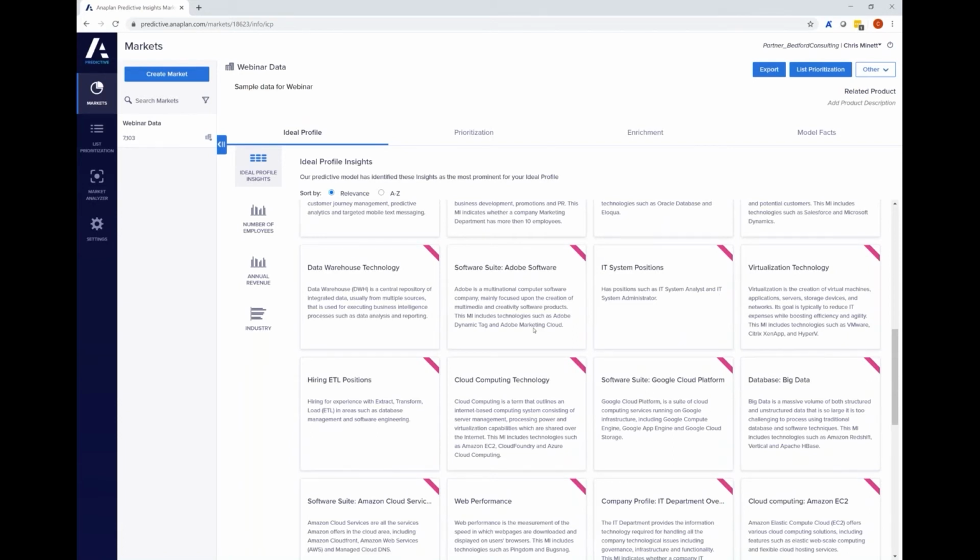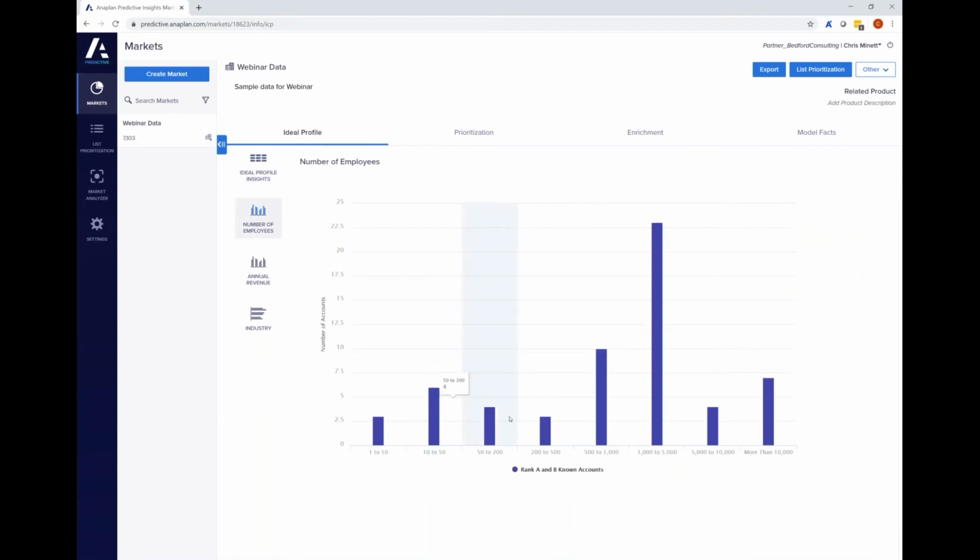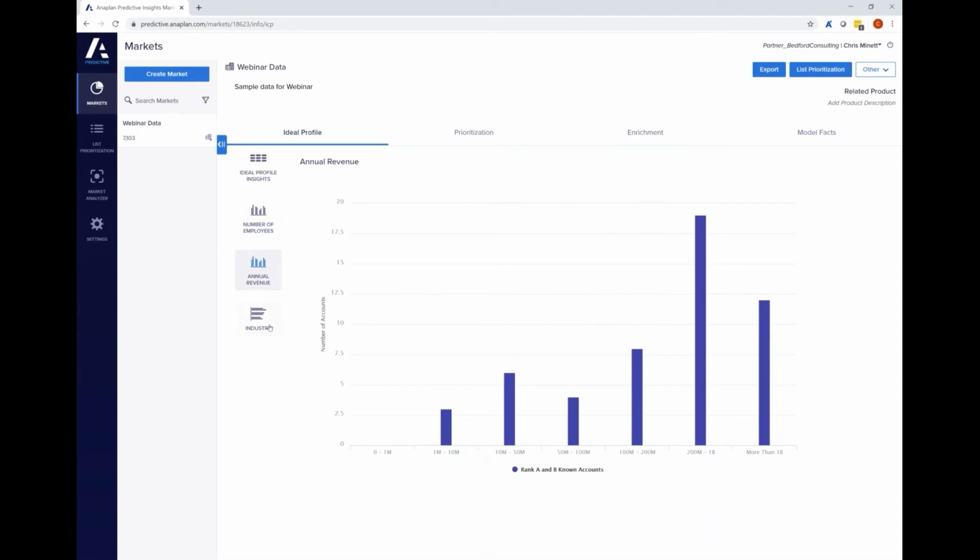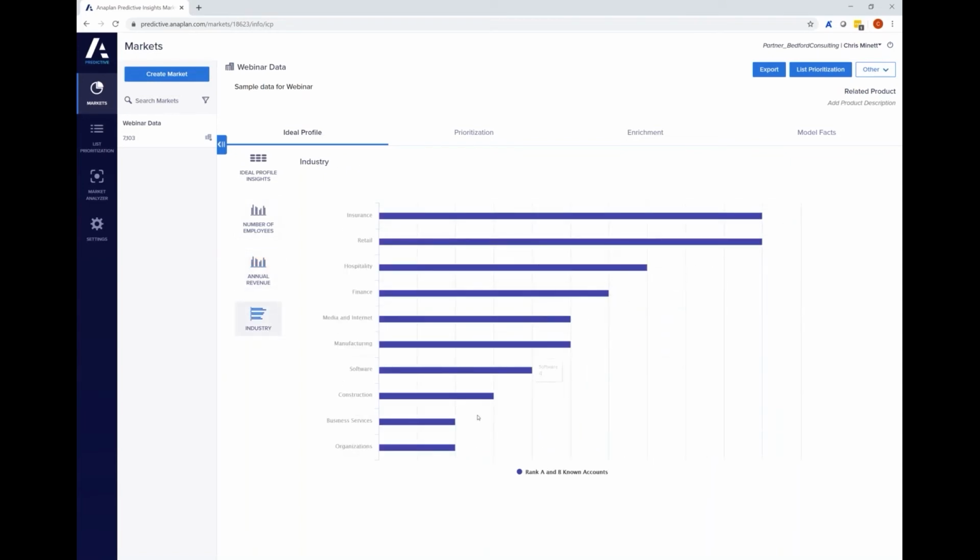You also have things like size, so looking at our ideal customers by size based on employees and by revenue, and then also what industry they're in. So for this data set, for example, doing very well with insurance, less well with construction, business services, etc. So you get some high level insight of the ideal profile.